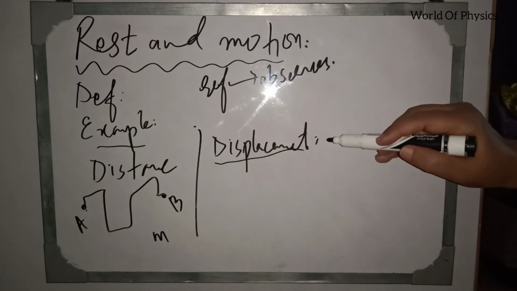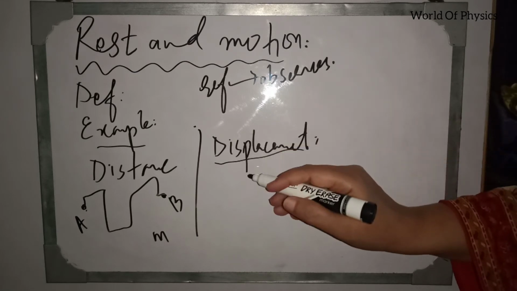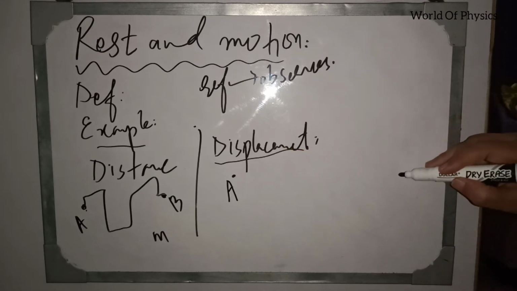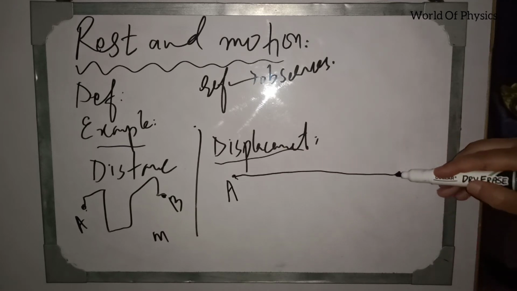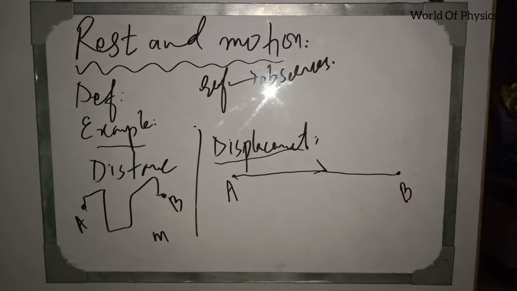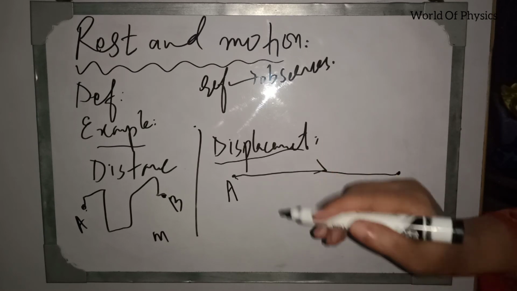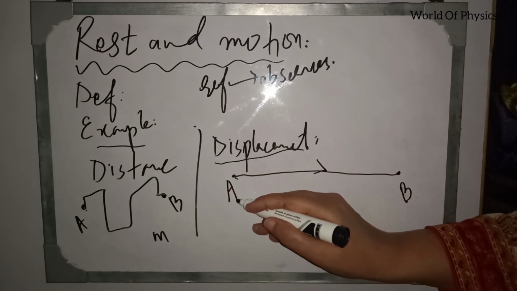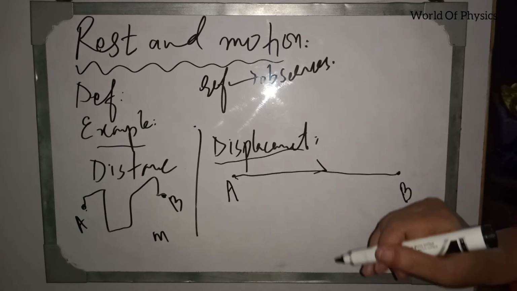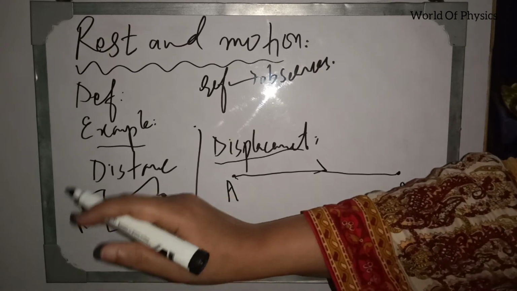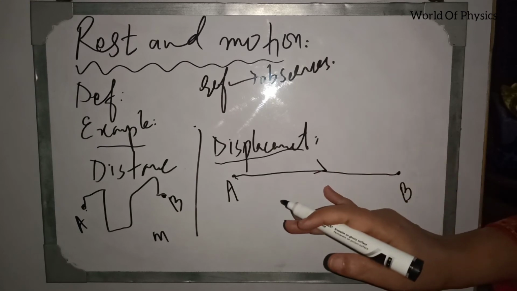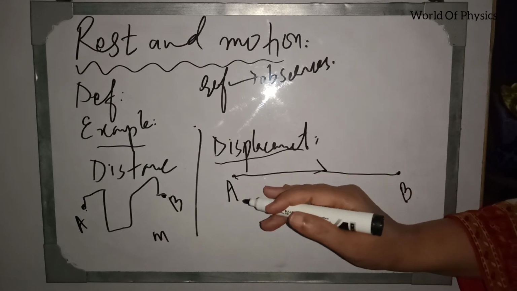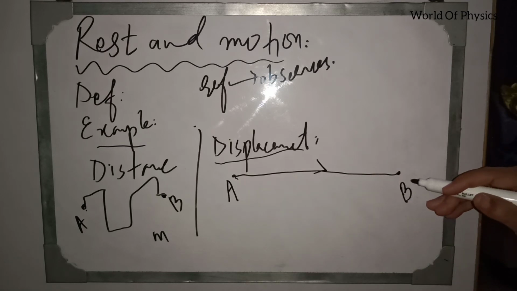Come to the topic of displacement. Displacement is a vector quantity. And how can we define displacement? Displacement is the shortest directed distance from point A to point B. It is the shortest and directed. Shortest and directed means there is no change in the direction during the path. If a person is moving from point A towards point B and goes straight, then it is covering displacement. If it changes its path, then it is covering distance. So the shortest directed distance from point A to point B is called displacement.